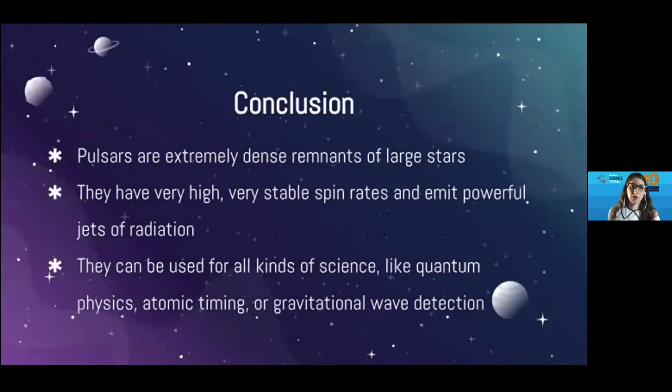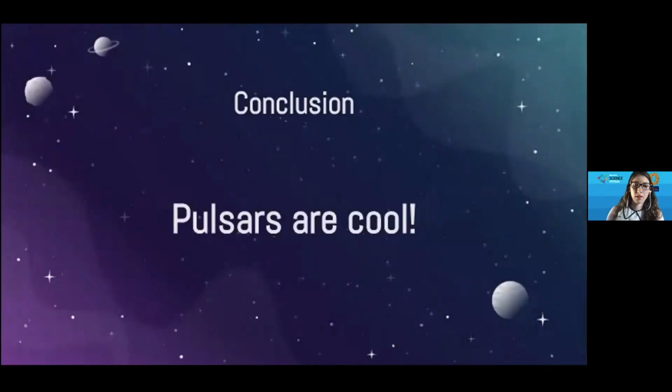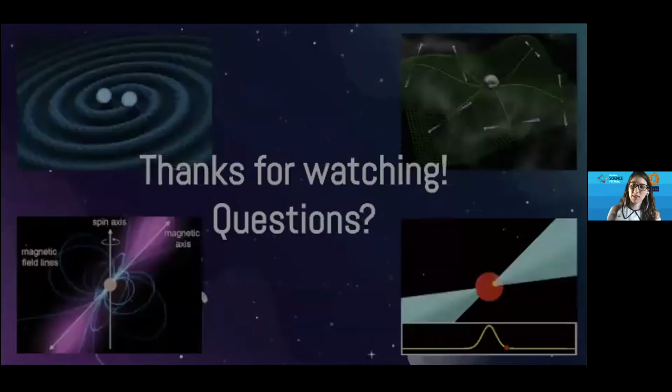So in conclusion, pulsars are very dense and energetic remnants of huge stars that have exploded. They have very fast, very stable spin rates, and they emit powerful jets of radiation, which is why we can use them as timers to some extent for other things in astronomy. And they can be used for a lot of cool science applications, such as in quantum physics, atomic timing, or the detection of gravitational waves. So pulsars are cool. If you take one thing from this presentation, take that.